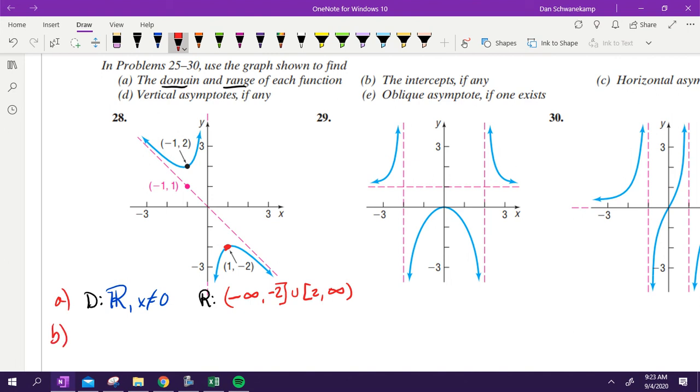Letter B says, are there any intercepts? Are there any intercepts on this graph? Nah, there's none. I don't touch the x-axis. I don't touch the y-axis ever. Okay. Letter C says horizontal asymptotes.